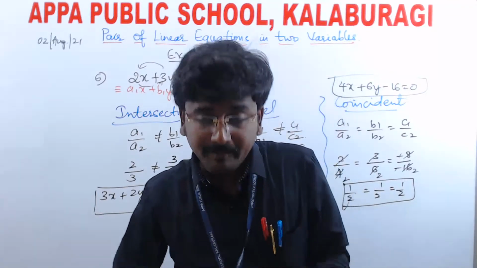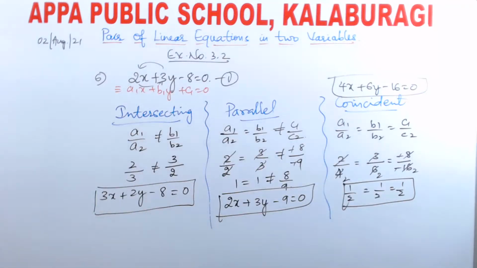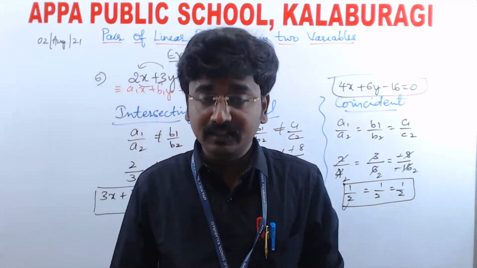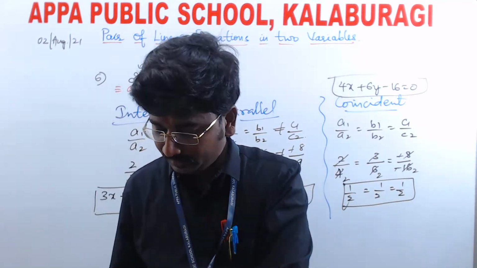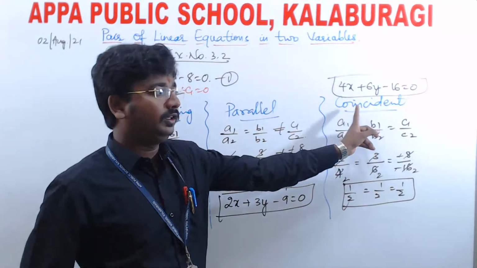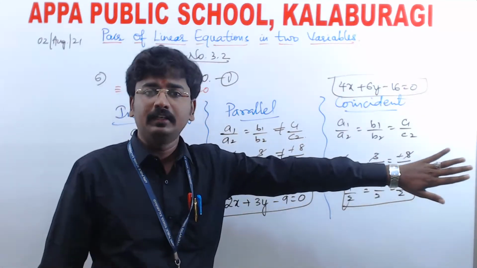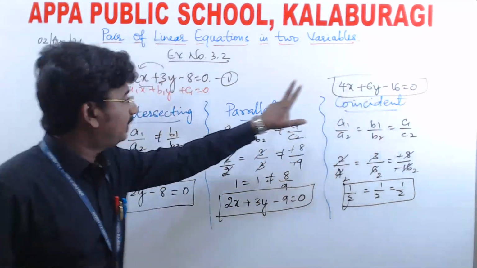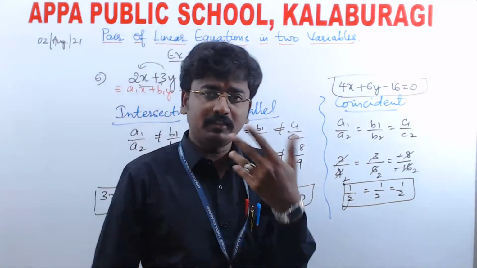Coming to the same exercise, problem number 4. Which of the following pairs of linear equations are consistent or inconsistent? If consistent, obtain the solution graphically. As I said, even the coincident case is no doubt consistent, or we say it is dependent. So even for such a case we have to draw the graph. But if it is parallel, no need to draw, since there is no solution.